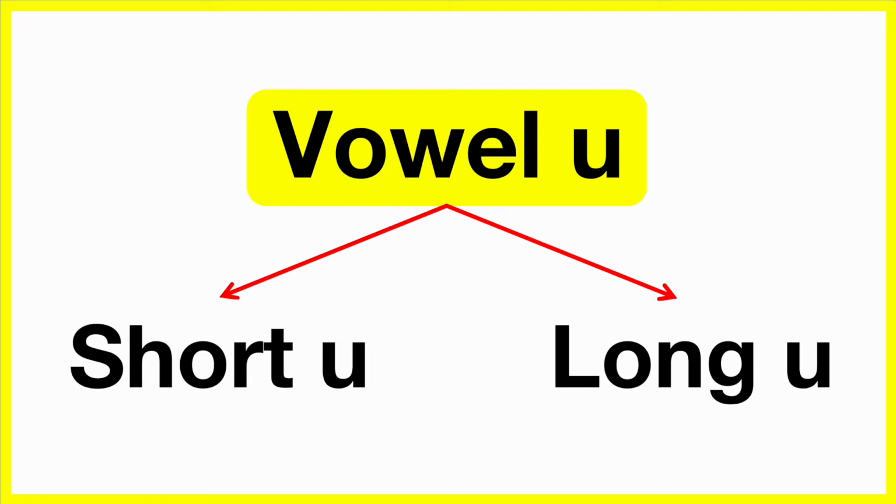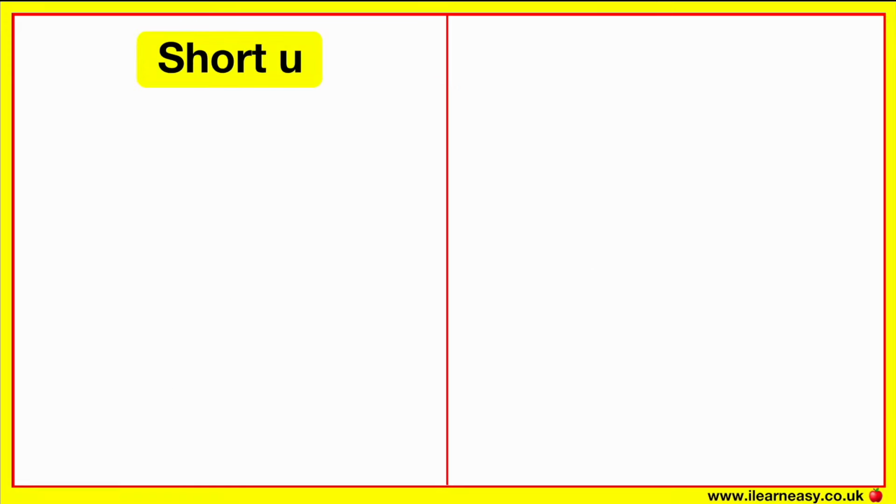The vowel U can make a short U sound and a long U or oo sound. The sound the vowel makes in a word will depend on the letter combinations in the word. First, let's look at the short U vowel sound.